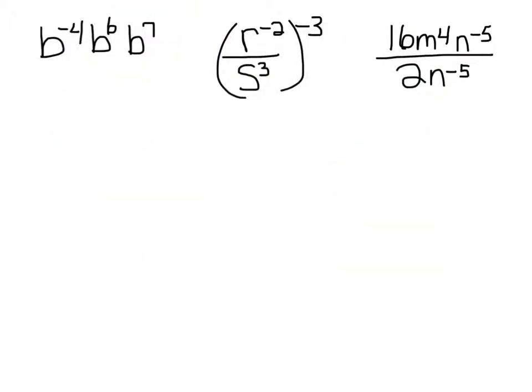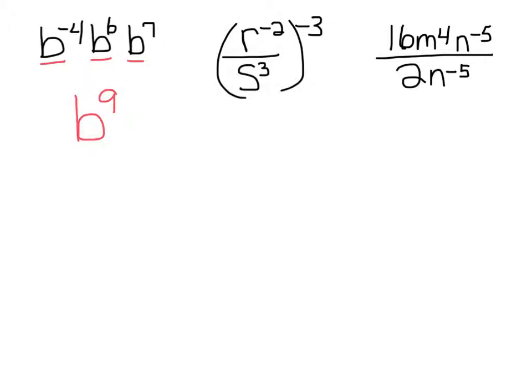On this example, b to the negative 4th times b to the 6th times b to the 7th. The base is the same in every single term here. So we're going to keep that base of b, and we will add those exponents together. Negative 4 plus 6 is 2, plus 7 is 9. So your final answer here is just b to the 9th.